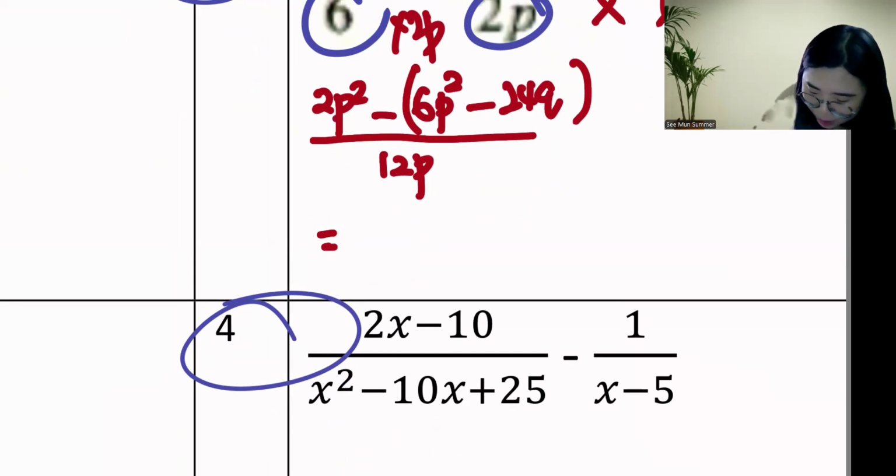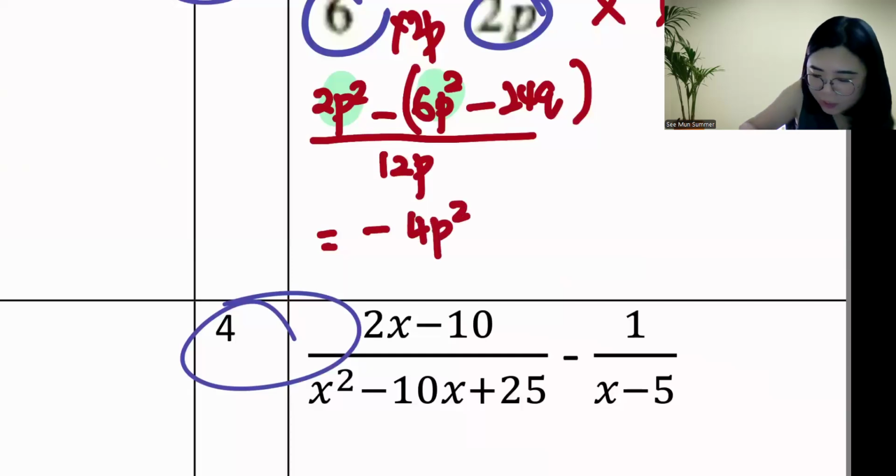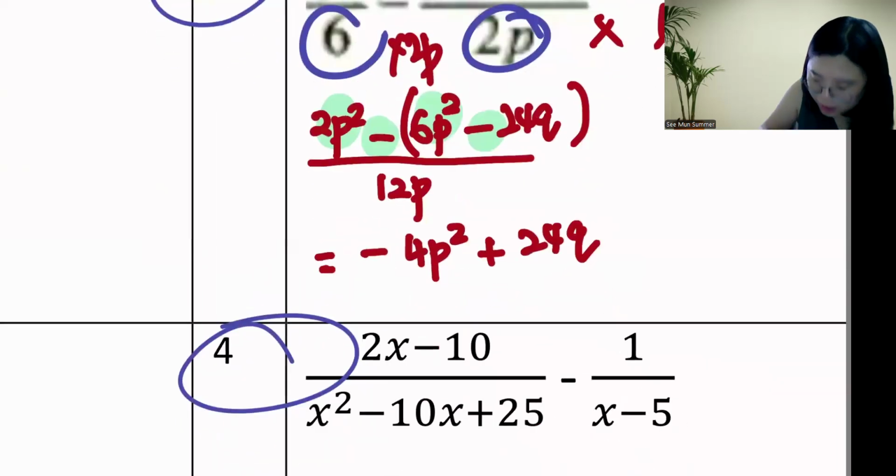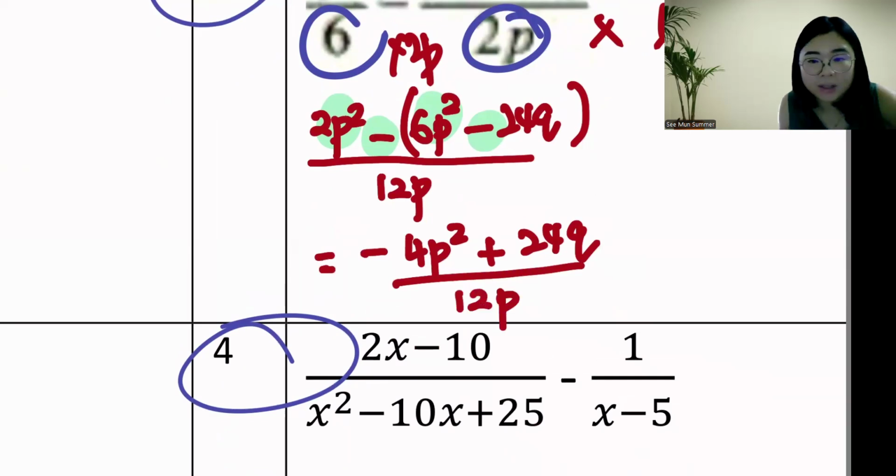Now we try to open the bracket and then simplify it. So 2p squared minus 6p squared is equal to minus 4p squared, right? Correct? And then we have this. We haven't opened this bracket, minus and minus, so it will become plus 24q. Okay? And then now it's 12p. So I think we can factorize, am I right?